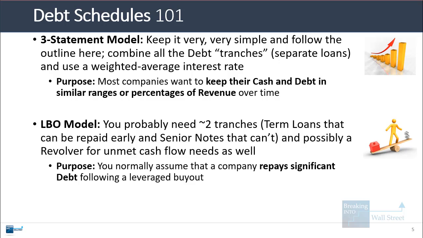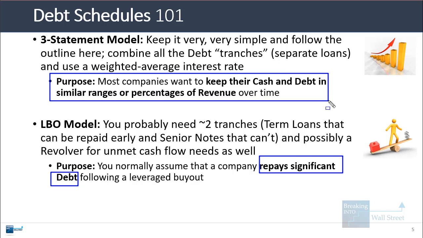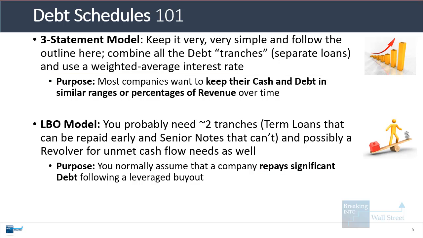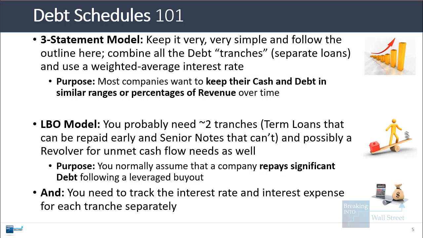Normally, in a leveraged buyout scenario, you are assuming that a company repays significant debt over time, so the purpose of this debt schedule is quite different. In a 3-statement model, you are trying to avoid rocking the boat too much, but in an LBO model, you are explicitly assuming that the company repays a lot of its initial debt used to fund the deal over the projection period. In this type of model, you also need to track the interest rate and interest expense for each tranche of debt separately, as well as the repayment terms and all of that.